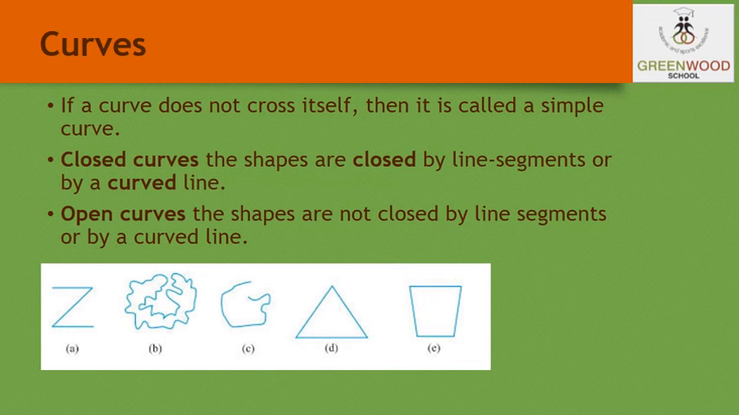Let us learn about curves. If a curve does not cross itself, then it is called a simple curve. Closed curves: the shapes that are closed by line segments or by a curved line are called closed curves, and the curves which are not closed by line segments or by a curved line are open curves. For example, if you can see in the figure, A and C are examples of open curves, whereas B, D and E are examples of closed curves.